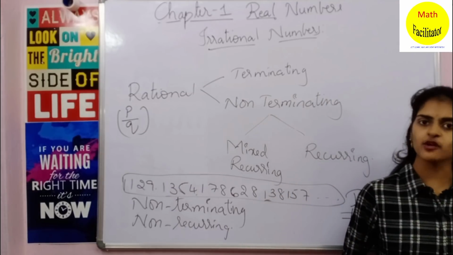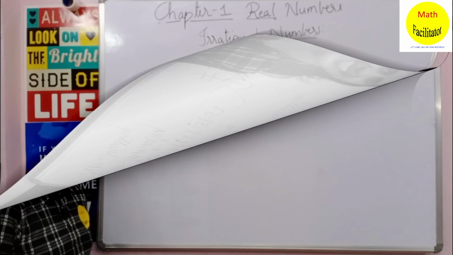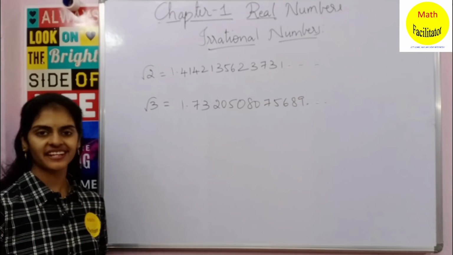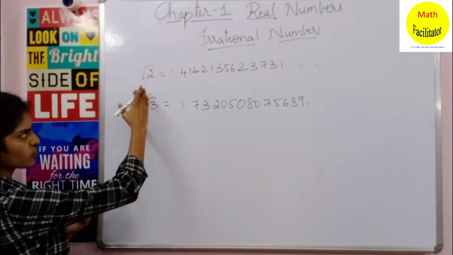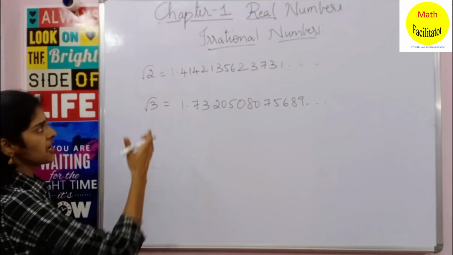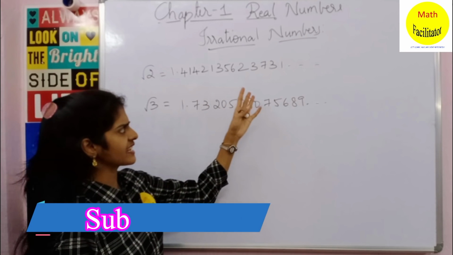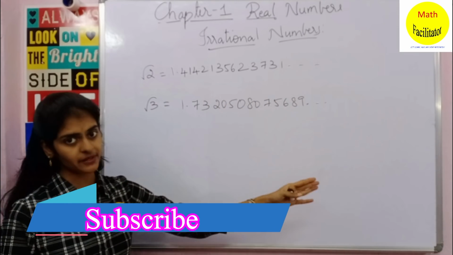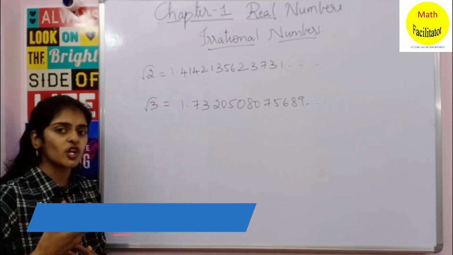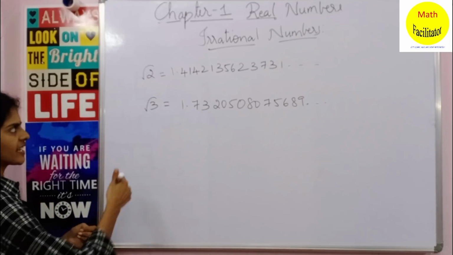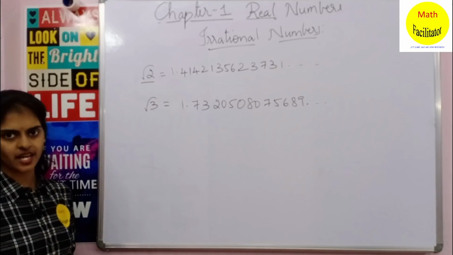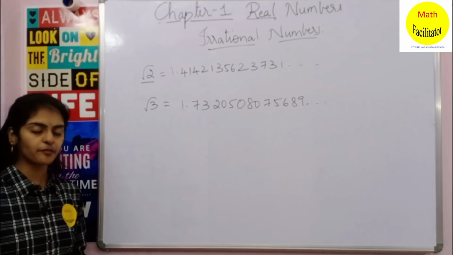Now let us see a few examples of irrational numbers. You can see that the value of root 2 is 1.4142356 and so on. This is non-terminating as well as non-recurring decimal. So you can say that root 2 is an irrational number. It cannot be expressed in the form of P by Q.